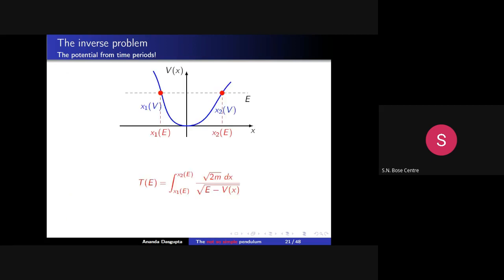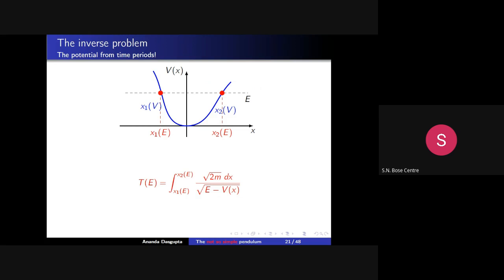Now, what is our time period? This is our formula that we derived a while ago. And if you've forgotten, it's just distance divided by velocity. This root over E minus V is essentially velocity. The factor root 2m is what makes it exactly the velocity. And you integrate this from x1 of E, which is the turning point on the left. Remember, on the left, x is given by x1 of V. So at the turning point, V is exactly equal to the energy. So x1 of E to x2 of E.